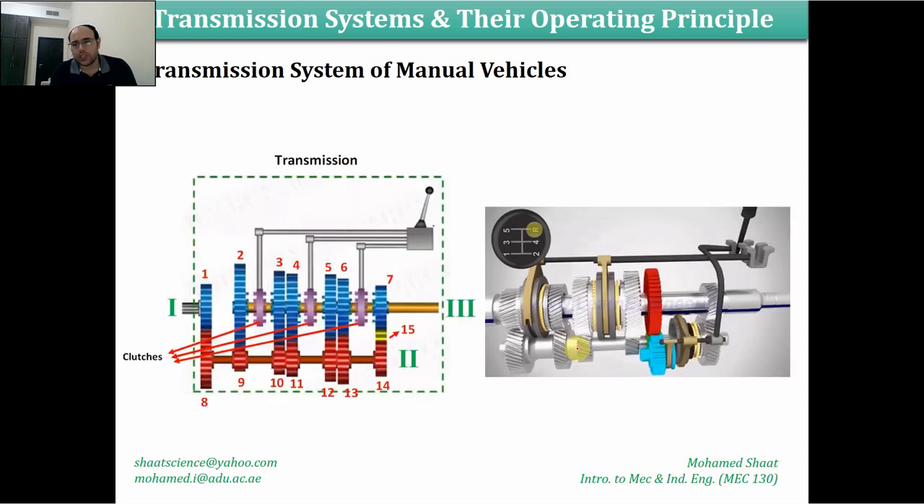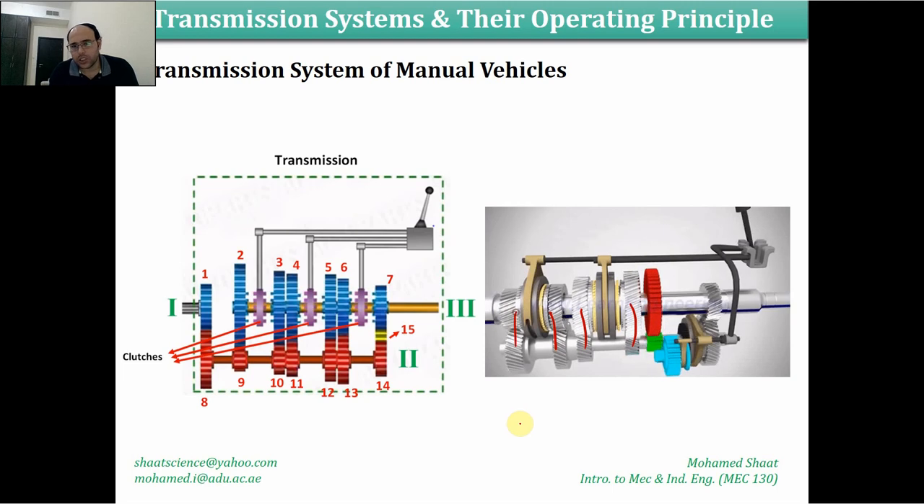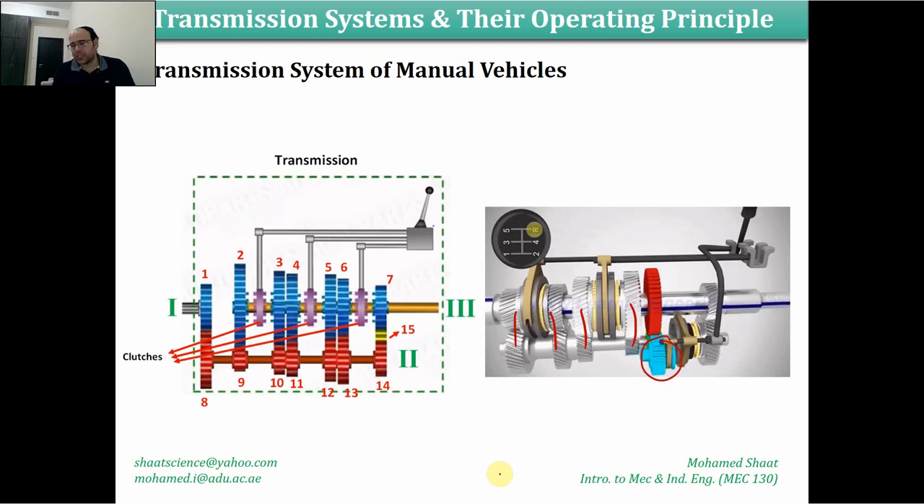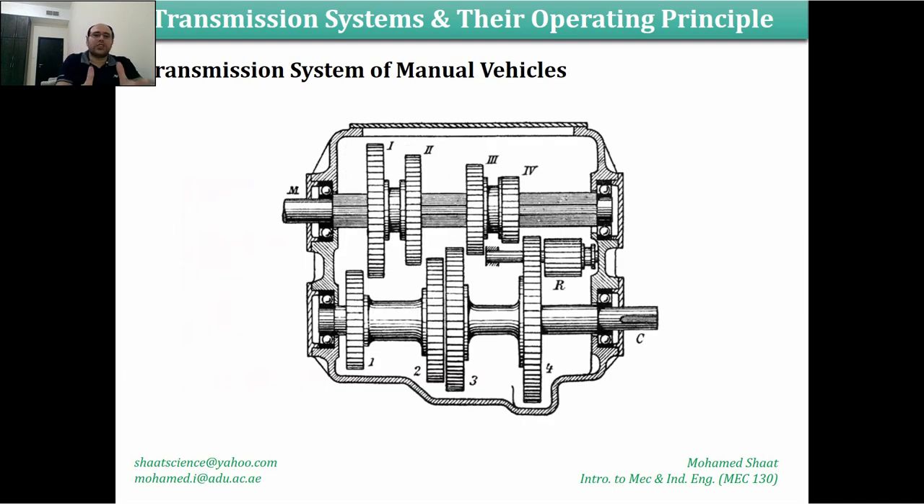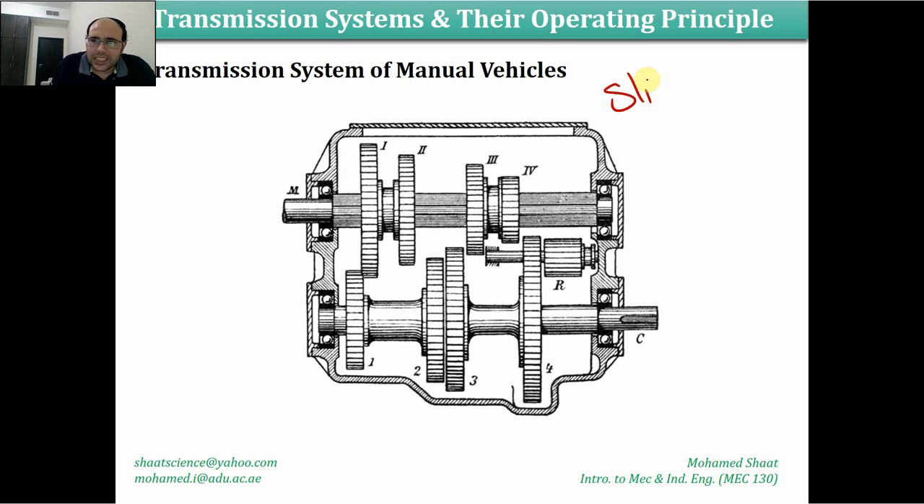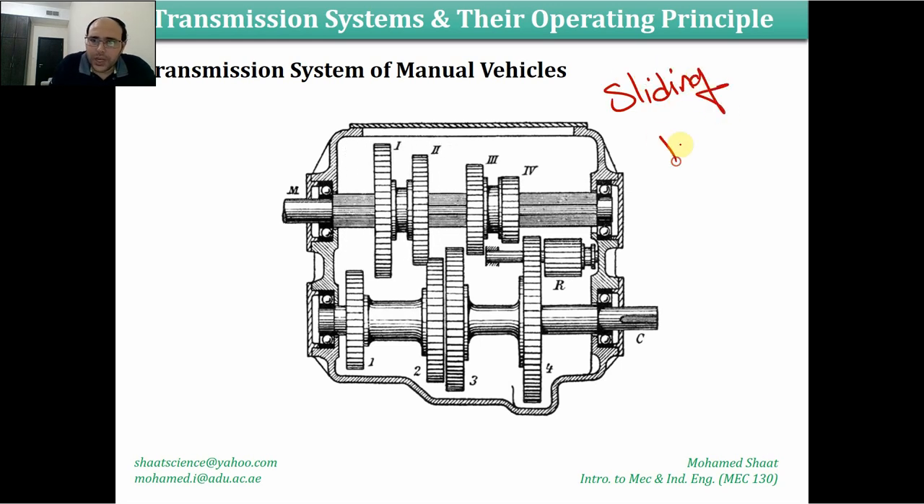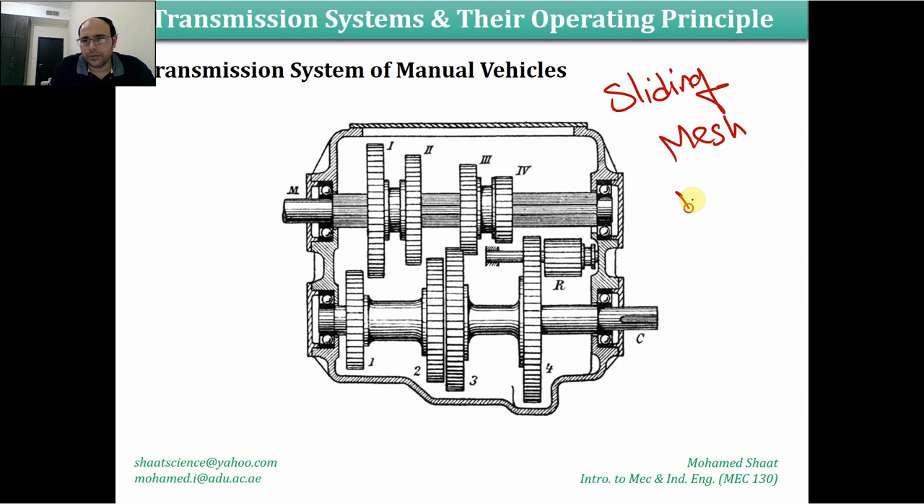But here we are using constant mesh. These two are constant mesh, these two are constant mesh. But this is sliding mesh. Sliding mesh means that the gear itself is going to slide right or left. Like this one, it slides left, right, middle, so it has three positions. This one also has three positions: middle, right, left. So we are sliding the gears. This mechanism is known as a sliding mesh mechanism.